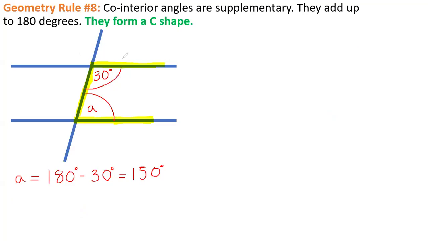So the reason is, co-interior angles add up to 180 degrees. Math is easy, don't make it hard. That's the reason. Do you understand how we got 150? Yes, sir. Why is it 150? Because you subtract 30 from 180 and get 150.